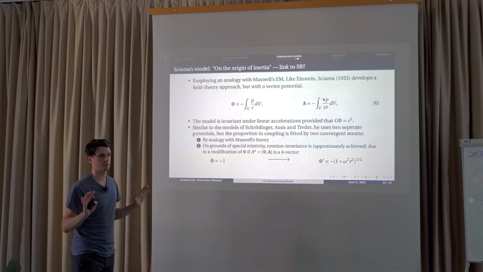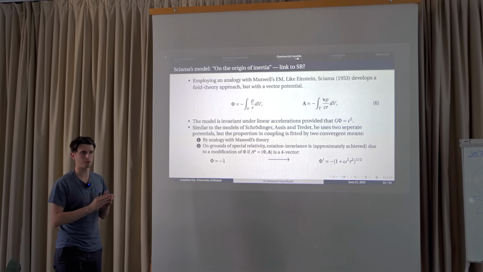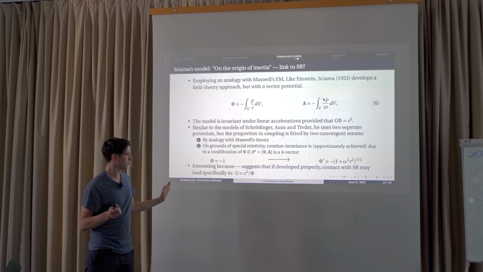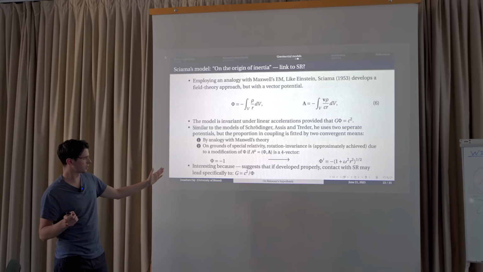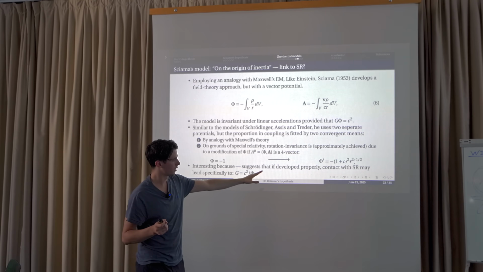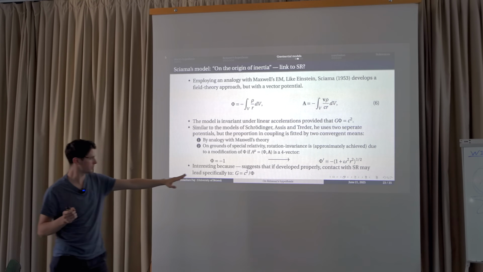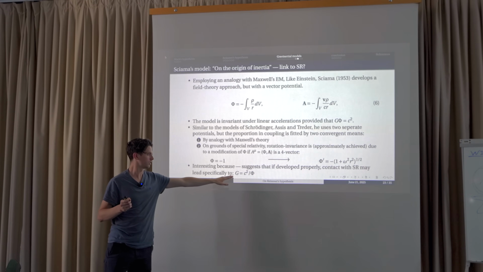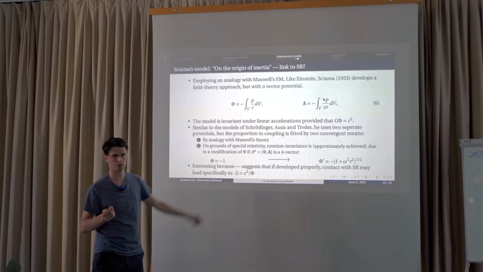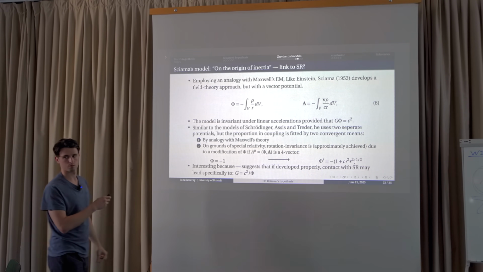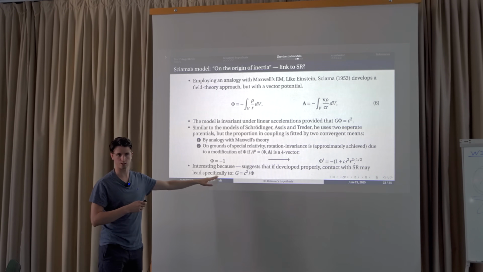For now, I'll just say that there's an implication that we can make contact with special relativity through this. And so this is also interesting because it suggests that if such a theory would be developed properly, the contact with special relativity may lead specifically to this result, G equals c squared over phi, right? And we're going to see why this particular equation is interesting later on.